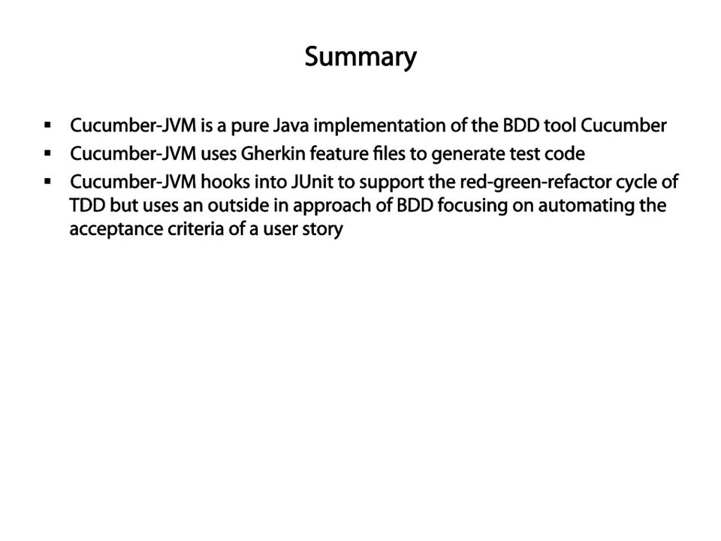Cucumber-JVM is a pure Java implementation of the Cucumber BDD tool. Cucumber-JVM uses the Gherkin feature file to generate test code. Cucumber-JVM hooks into JUnit and supports the red-green refactor process of test-driven development. Our project is now set up to start writing failing tests and then implementing the features to make those tests pass.